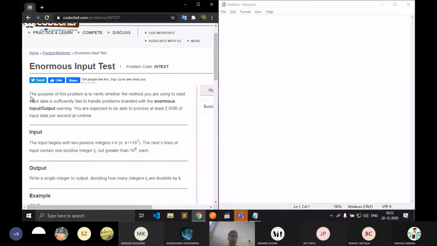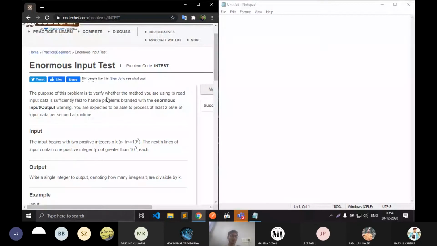The purpose of this problem is to verify whether the method you are using to read input data is sufficiently fast to handle a problem branded with enormous input output. First of all, what is enormous? Enormous means large, huge. It means 1 crore. It means huge input output.